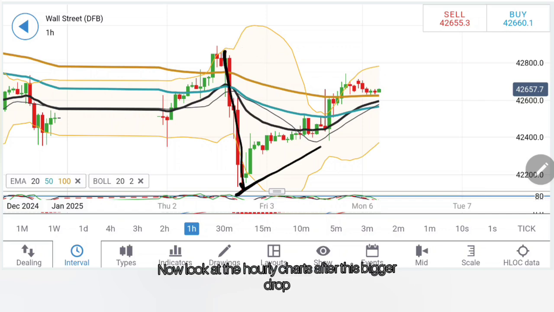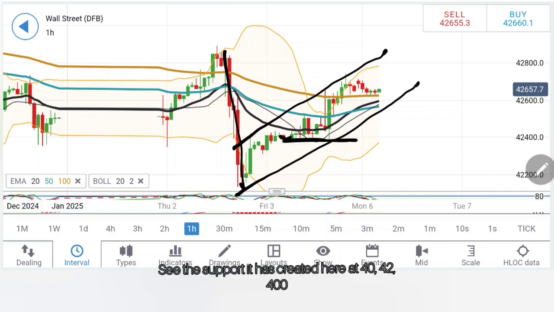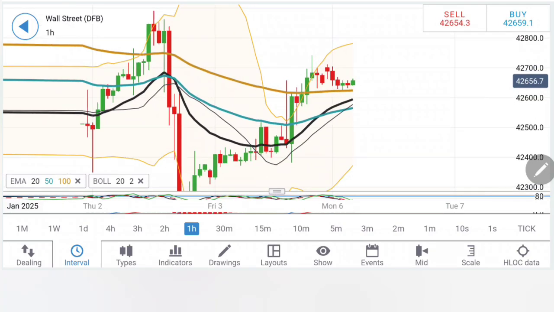Now look at the hourly charts. After this bigger drop, it is trading in this retracement channel. See the support it has created here at 42,400, 360 zone, which is a good support zone. And now it is creating the next support here at 42,600, 570 zone, the next support zone.